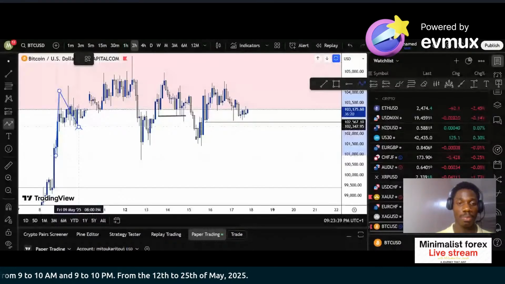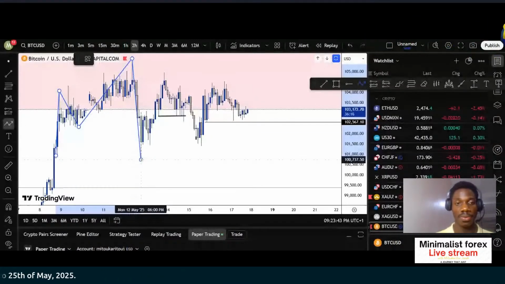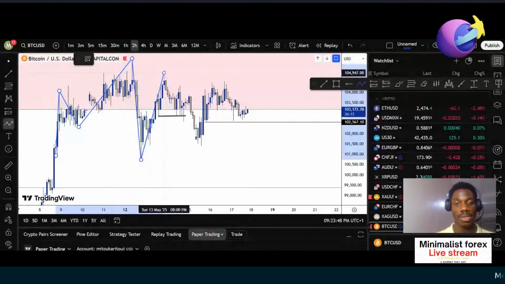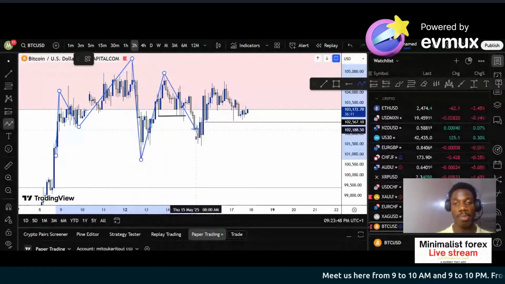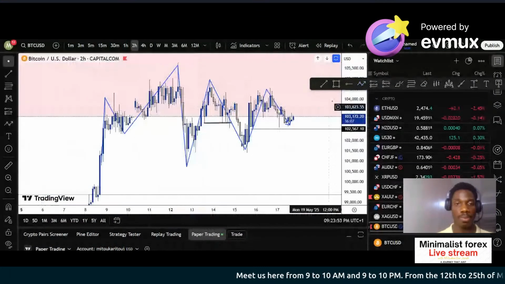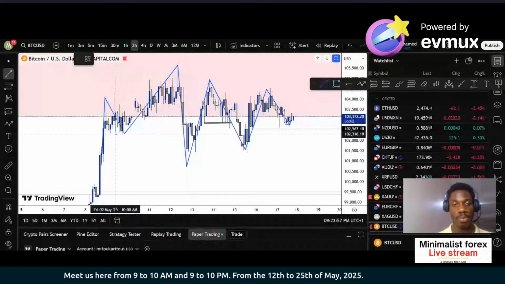I'm seeing a high, a break of structure, right? Failure to make a higher high. So this is a weak high, and then you have price doing this. So if you look at this critically, this was the highest point before price broke the structure here.